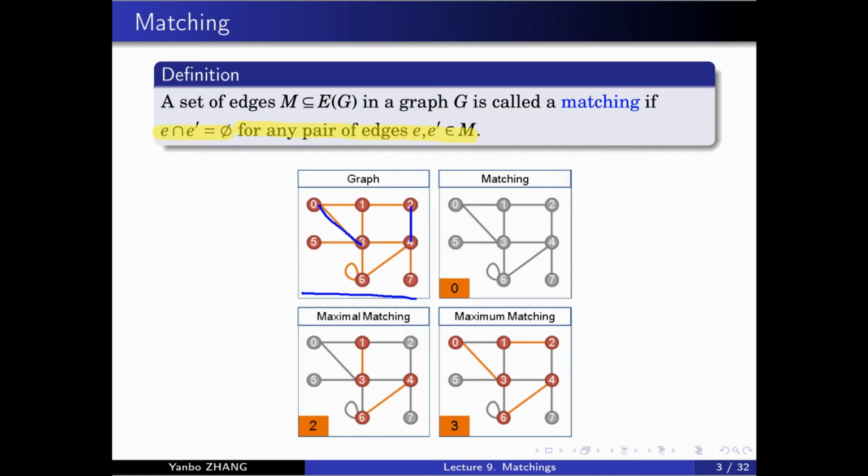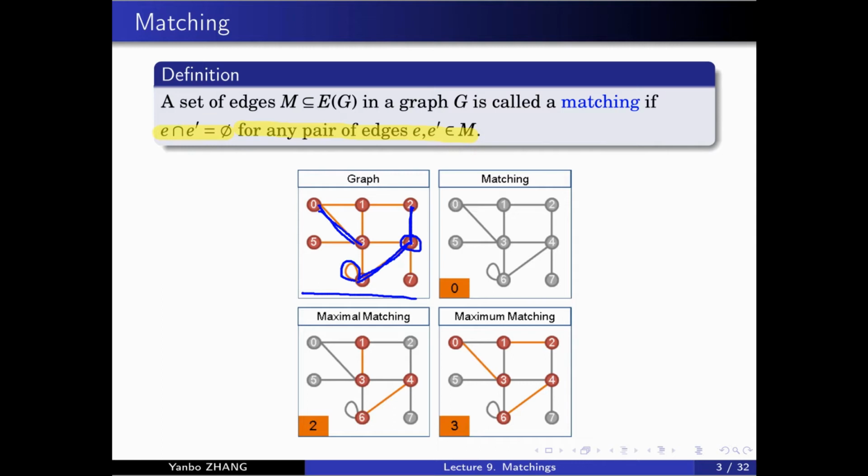If we add another edge, 4, 6, the set of edges 0, 3, 2, 4, 4, 6 is not a matching, because 2, 4 and 4, 6 share a common vertex 4, which contradicts the definition of matching. Also, note that a matching does not contain a loop. So any set of edges, including this loop 6, 6, is not a matching.